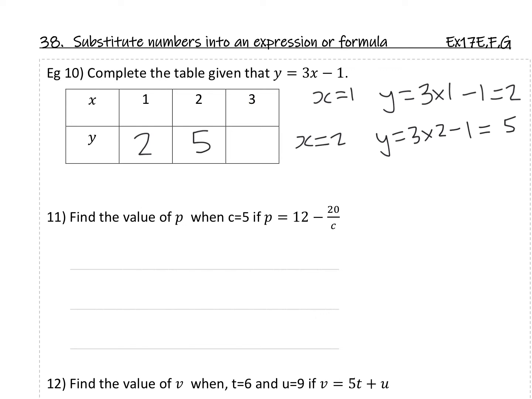And finally, when x is 3, y, remember, is 3x minus 1. 3x, in this case 3 3s, which is 9. Take away the 1, which gives us 8. So when x is 3, y is 8.